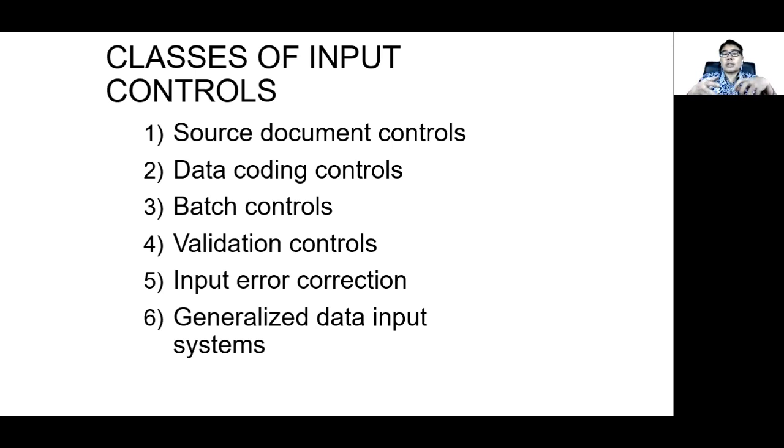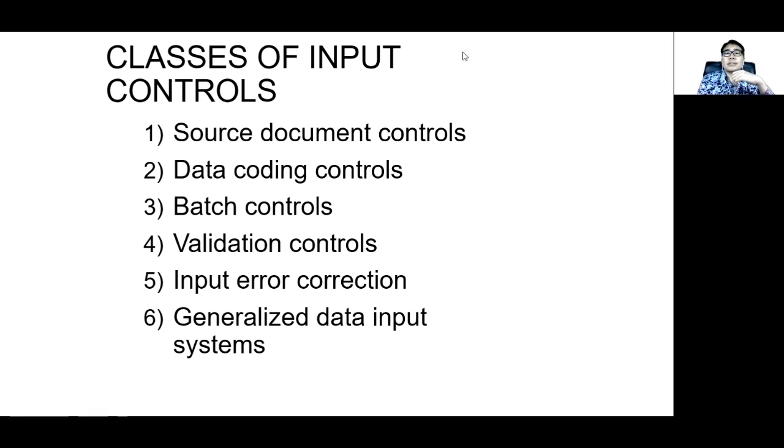And the sixth one is still the same. It's actually validation control, but instead of only for one application, it can be given to all applications inside the organization. So it's called the generalized data input system. It has a standardized validation control for all forms of inputs inside all applications. So that's number 6.